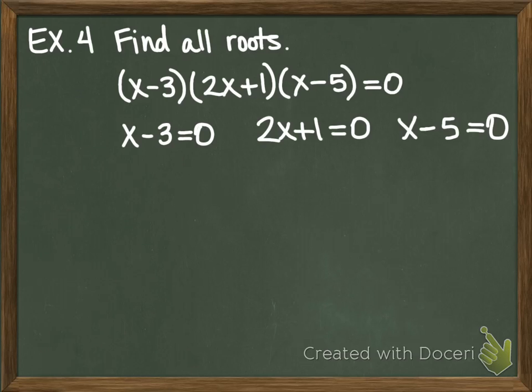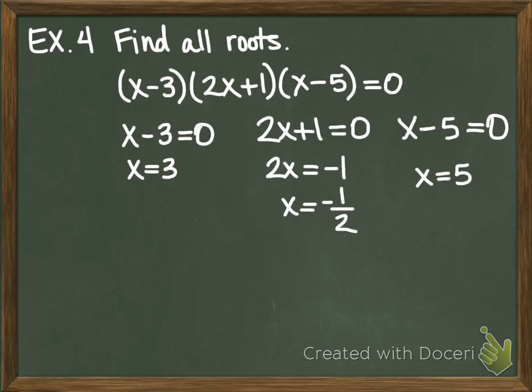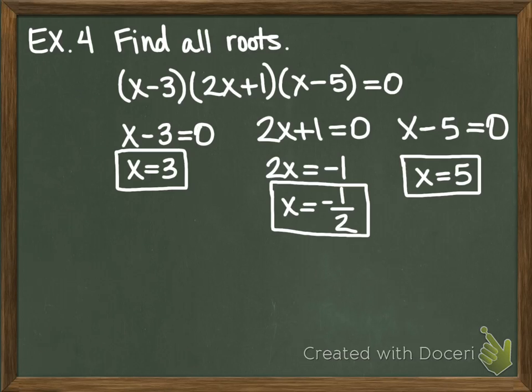So this means that x equals 3. If I solve the second equation, that's going to be 2x equals negative 1. So then x equals negative 1/2. And then x equals 5. So those are the roots or the solutions to this polynomial function.